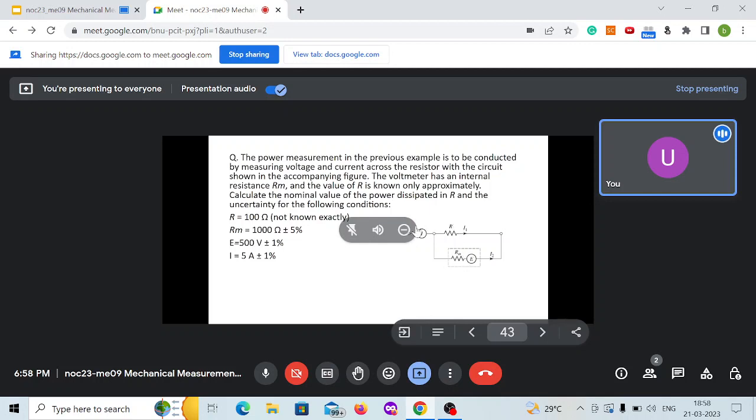So we know Rm, I, and E. Calculate the nominal value of the power dissipated in R and the uncertainty for the following condition. So basically you should eliminate R from the relation and calculate the power across the load which is being dissipated. So how do we do that? We know this current will get split between the two resistances, which is I1 and I2, and we know that I1 plus I2 will be I. So using that relation, we will get rid of R.